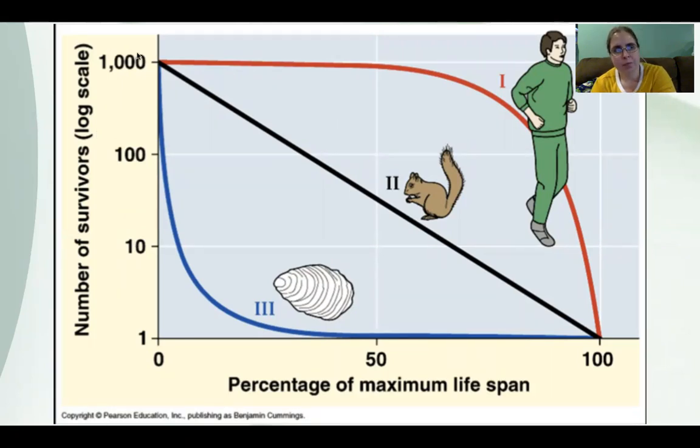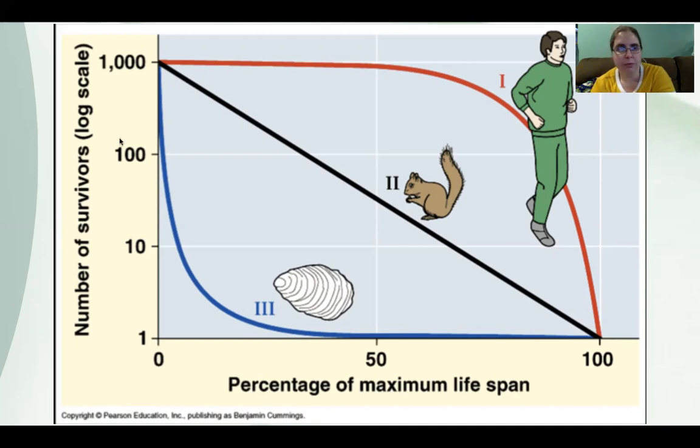So type 1, we have a higher percent here, or sorry, higher individuals, meaning that most of them are surviving here. Remember, this is the number of survivals. So most of them survive, and then as it gets closer to the max lifespan, that's when we see the decrease in individuals occurring.